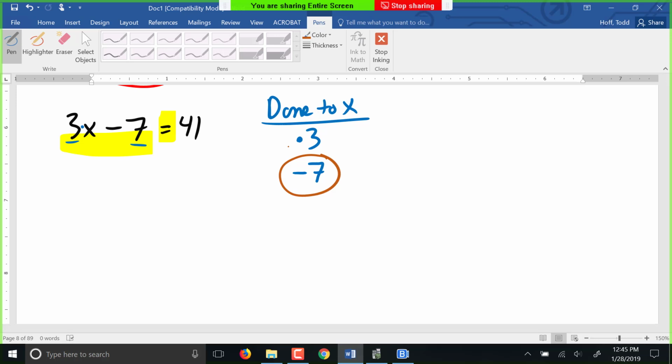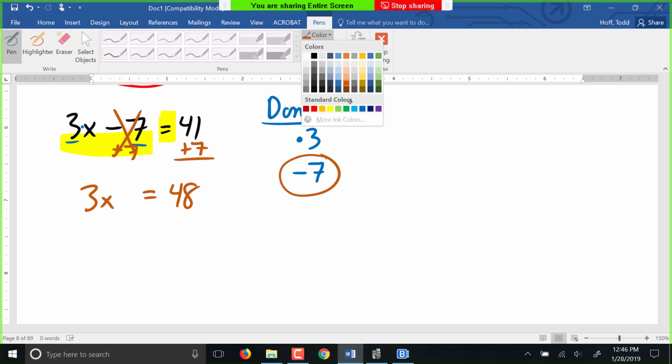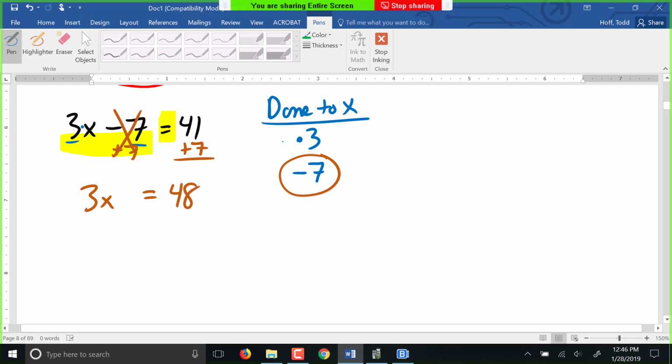How do we take that off? We add 7. That removes that piece. Leaves us with 3x there. Of course, we got to keep that scale balanced, the equation balanced. We add 7 to the other side. 41 plus 7 is 48. Perfect. Now we've got to get rid of the multiply by 3. We do that by divide by 3. Good. That 3 is gone. We're left with x. 48 divided by 3 is 16.